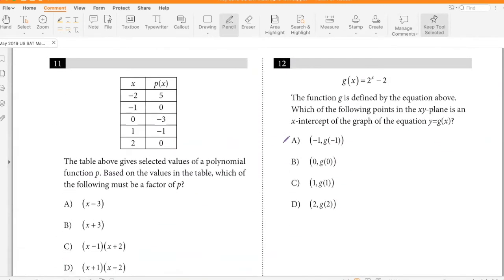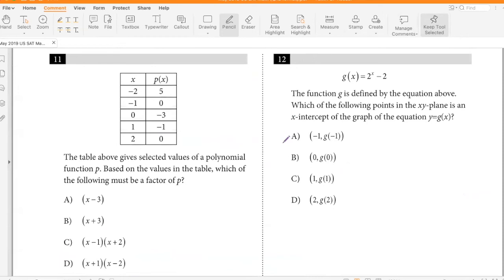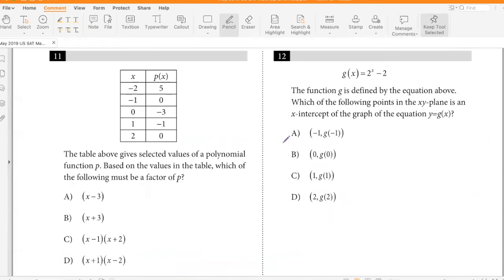The table above gives selected values of a polynomial function p. Based on the values in the table, which of the following must be a factor of p? So we know that when we have a polynomial, wherever the polynomial meets the x-axis, that is wherever you have x-intercepts, those give you the factors.